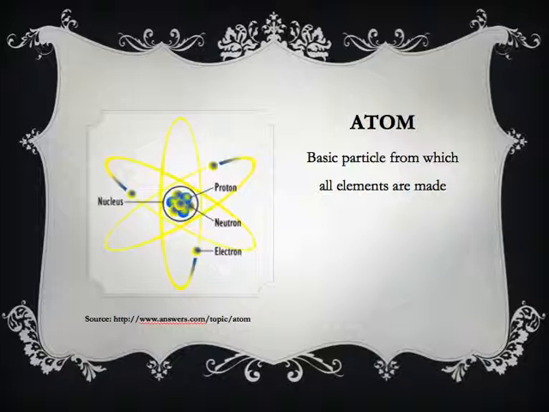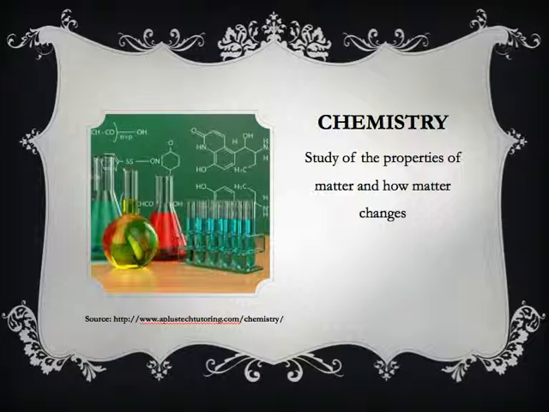Atom. The atom is the basic particle from which all elements are made. It is composed of a nucleus, which holds the protons and the neutrons, and then outside of the nucleus we have the electrons. Chemistry. The study of properties in matter and how matter changes.